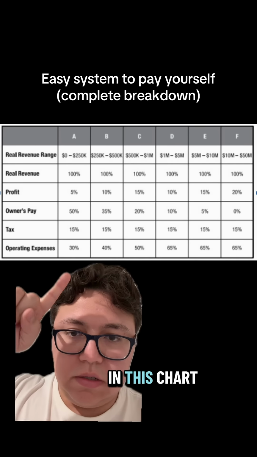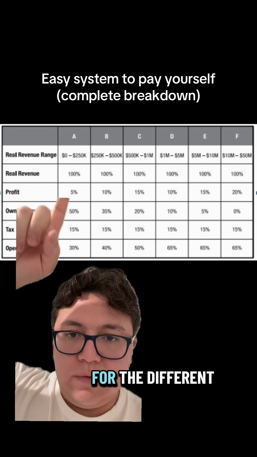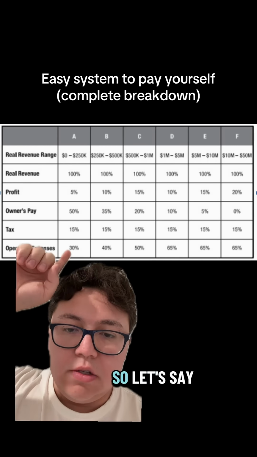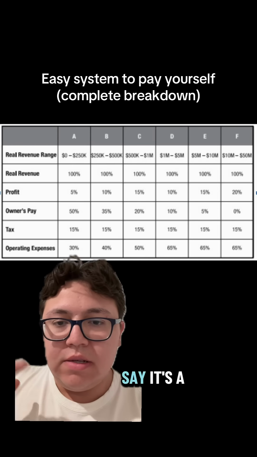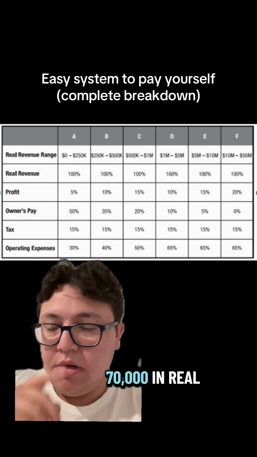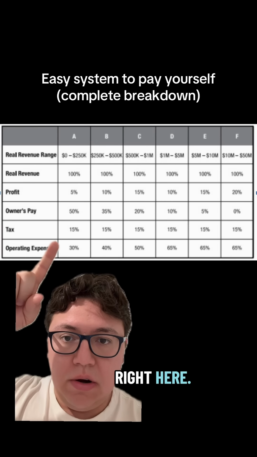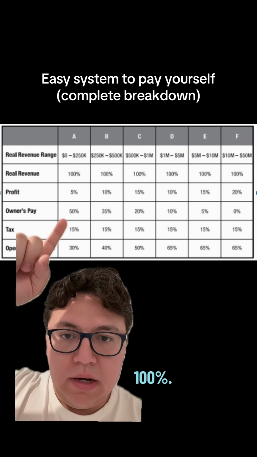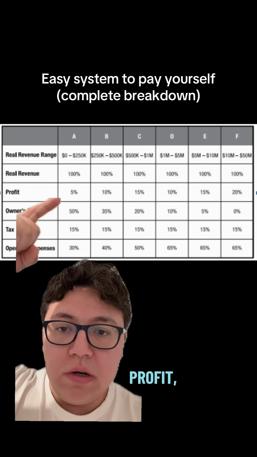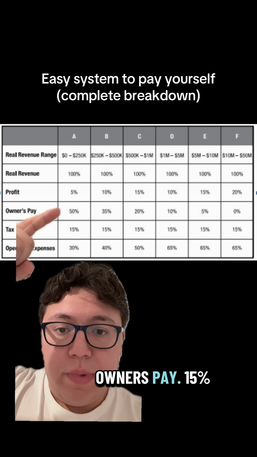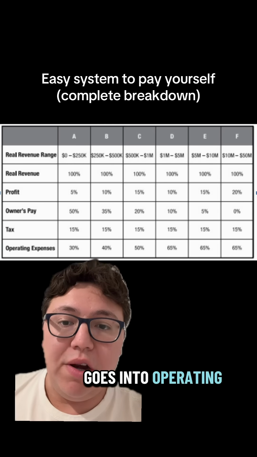Now, you'll notice in this chart, there's different columns, right? Column A, B, C, and it's for the different sizes of businesses. So let's say that pizza example, add a couple of zeros, right? Say it's a business making about 70,000 in real revenue. So it falls into column A right here. And so the real revenue is 100%. That is split up into these percentages right here. 5% goes into profit, 50% goes to owner's pay, 15% goes into tax, and then 30% goes into operating expenses.